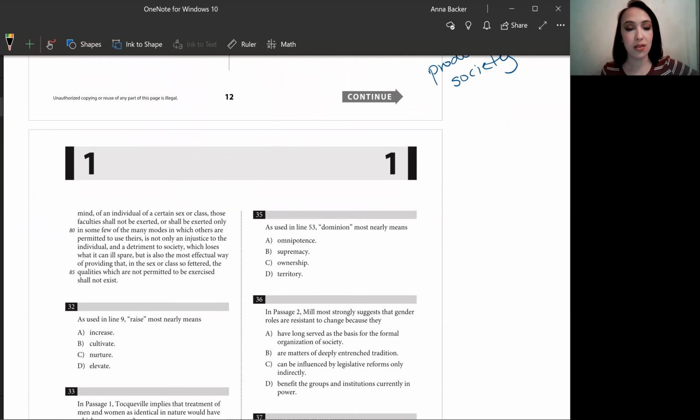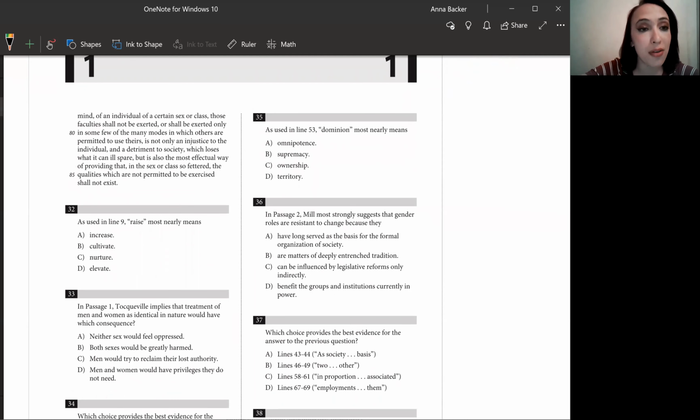So, looking at our last paragraph, which is kind of part of our previous paragraph, we see more information that there's not only an injustice to the individual by not letting people do the things that they are best at doing, and a detriment to society. So, if we don't allow man and woman to do the jobs that they are best at doing based on whoever is just best at doing them, we're going to decrease the value of our society. So that's a basic summary of what's going on in Passage 1 and Passage 2 for SAT 7 Reading Section 4.